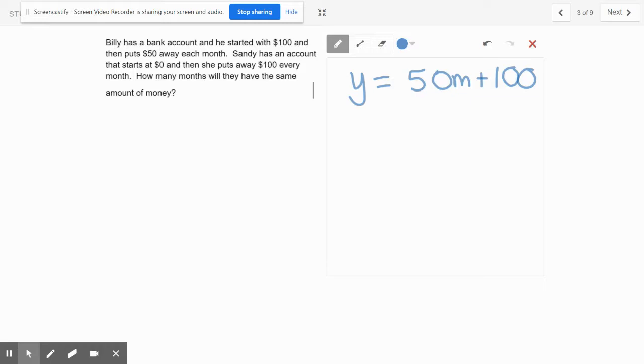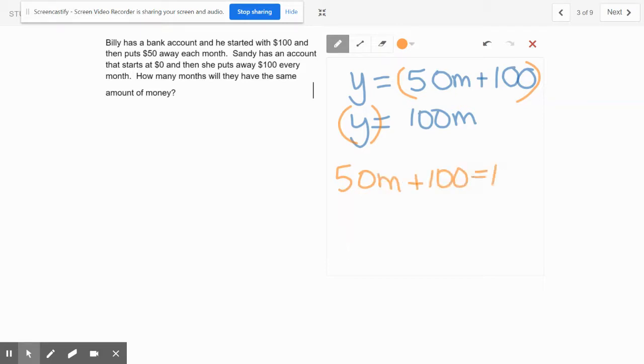Sandy has an account that starts at 0, but then she puts away 100 every month. Y equals 100 every month plus 0. You don't even have to write the 0. Okay? So that's what that equation would look like, plus nothing there. Now, go ahead and solve this. You can put this where y is, and then go ahead and solve it. 50 m plus 100 equals 100 m.